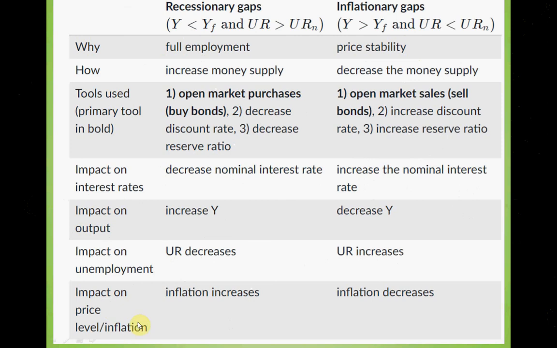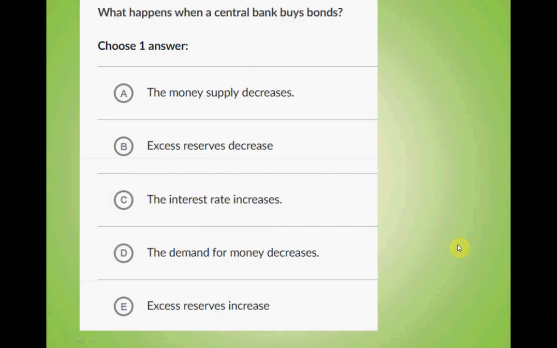Impact on price level inflation. Inflation will decrease. We're slowing down the inflationary period. So basically just creating and destroying money. That's kind of their main policy here. All right. So review questions.